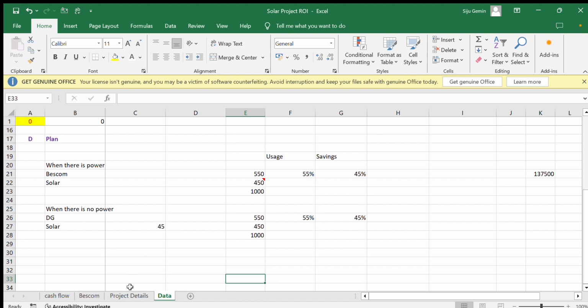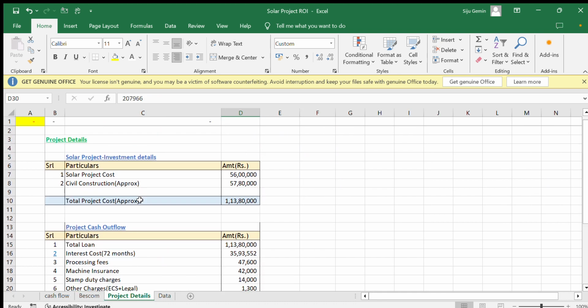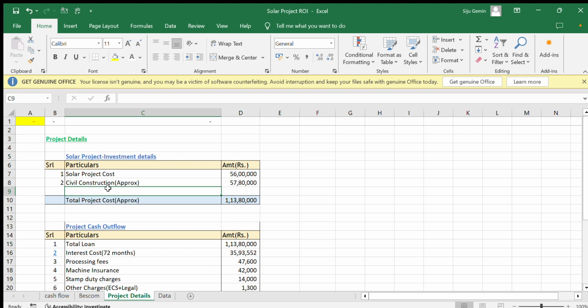Now let's go to the project funding. Let's assume a scenario. This solar project would cost 56 lakhs. Then the civil construction to install the solar project would take, for example, 57 lakh 80,000. That's about 1.13 crores. Obviously we need to go for a loan, so we need to take a loan for 1.13 crores.